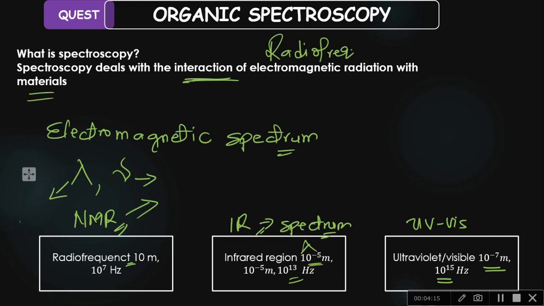However, if the electromagnetic radiation that interacted with the material is in the infrared region of the electromagnetic spectrum, then we say that spectroscopy corresponds to what? IR spectroscopy. And then, of course, if the electromagnetic radiation that is interacting with the material is from the UV-visible region, you call that UV-visible spectroscopy. And each of these three techniques, NMR, IR and UV spectroscopy, has a different property it wishes to unveil in a molecule.